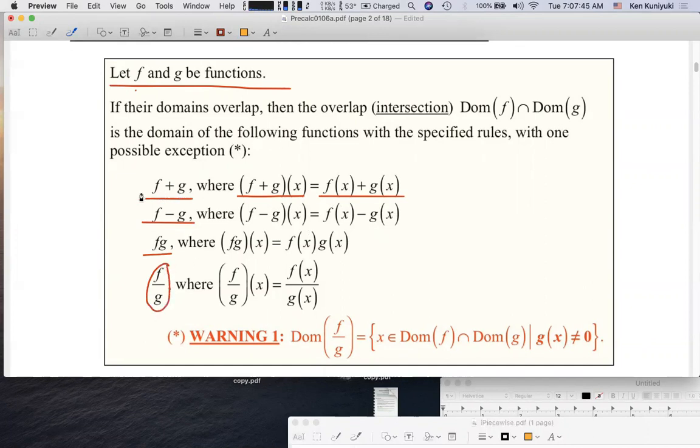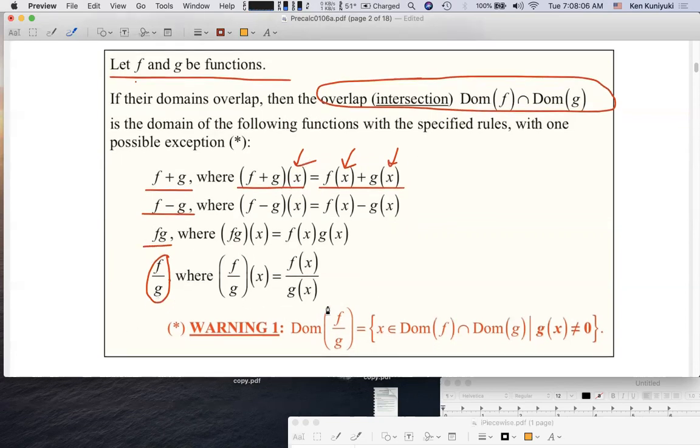The domain of f plus g, for example, is the overlap or intersection of the domain of f and the domain of g. In order to be a legal input for f plus g, you have to be a legal input for both f and g. You have a similar domain rule for the others, except that with f over g, there's an additional restriction. The denominator cannot be 0.